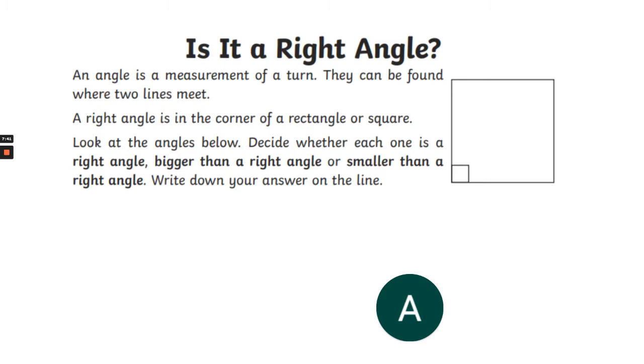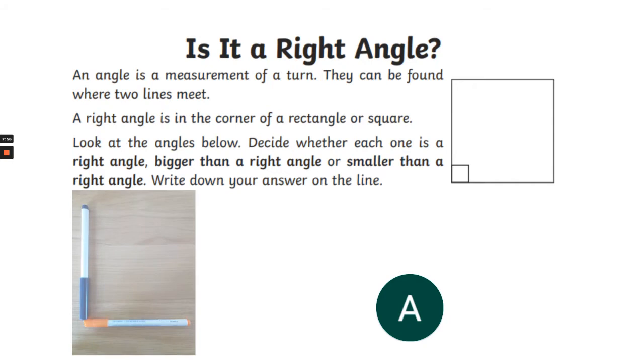So here we can see a right angle. We're going to look at some angles, and we're going to decide whether they are right angles, whether they are bigger than a right angle, or whether they are smaller than a right angle. So don't worry about this instruction here, just listen to the clip.